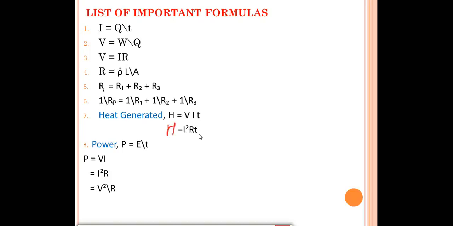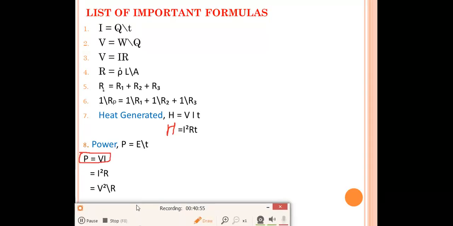Current, resistance, time. Power we have read as E by T, the rate of doing work or energy. Then P is equal to VI. We can replace V with I into R, giving I square into R, and again we can write P is equal to V square by R. So this was all about the formulas.